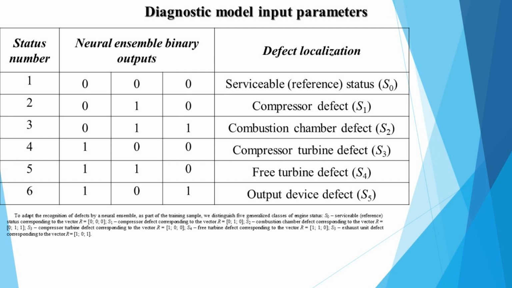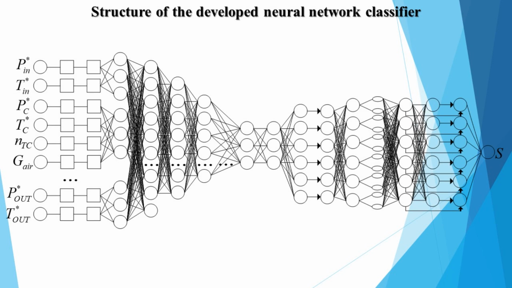S0 serviceable reference status, S1 compressor defect, S2 combustion chamber defect, S3 compressor turbine defect, S4 free turbine defect, S5 exhaust unit defect. To solve the problem, a neural network classifier was developed based on an ensemble of neural networks, which consists of a radial basis network, RBF, perceptron, Kohonen network, and hybrid neural network.